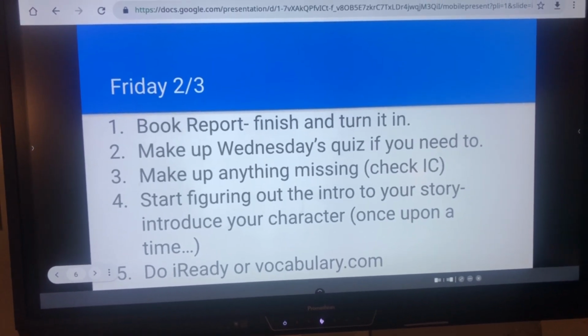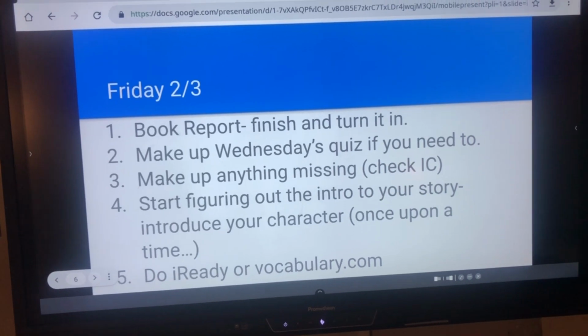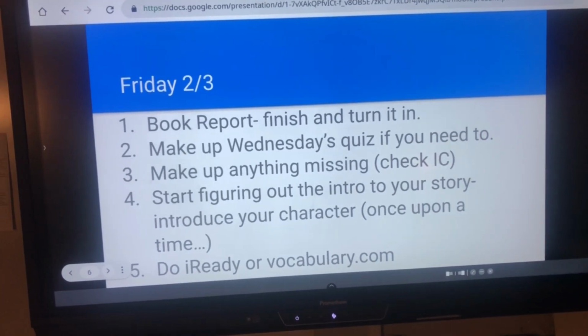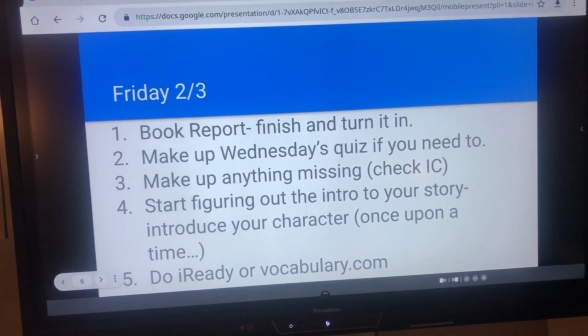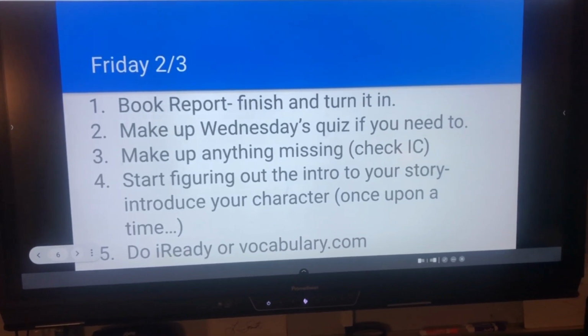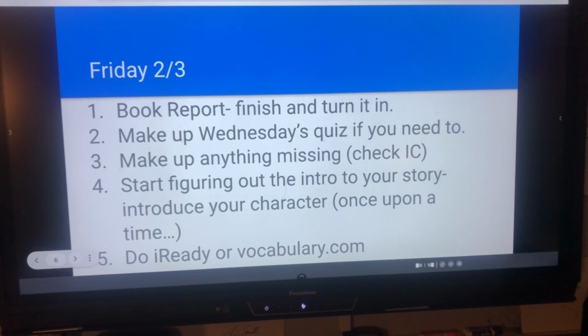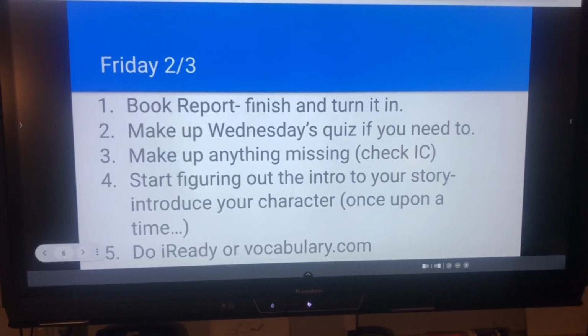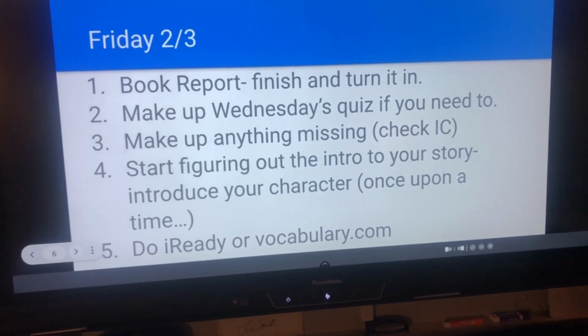Missing work, definitely a priority as well because there's a lot of missing work. And then they can start figuring out the intro to their story. A lot of people were ahead and did the character really fast, so I had them go ahead and start their intro. And then if they are done with all of that, then they can do iReady or vocabulary.